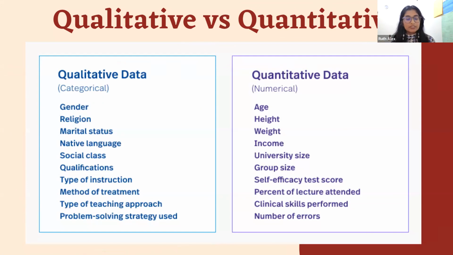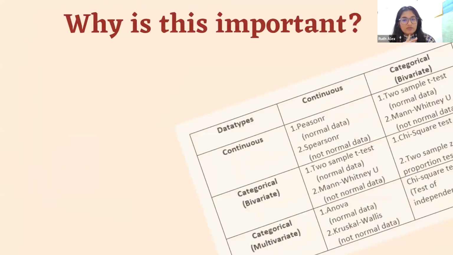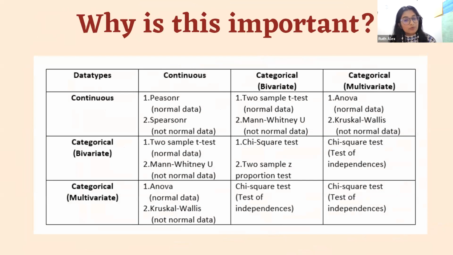So this is just a table of examples to see that gender is qualitative. Another word for qualitative is categorical. So if you ever see something that says categorical variable, I don't want you to get confused. It means qualitative. Social class, qualifications, type of institutions. On the other hand, quantitative, also called numerical, is age, height, weight, income, university size, so everything that has to do with numbers.